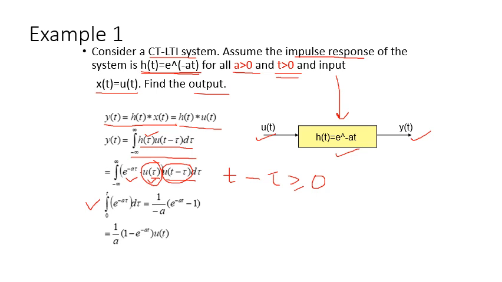So what remains is e raised to the power minus a tau d tau. Then we integrate this function. On integrating and putting the limits, we obtain the final result as 1 upon a into 1 minus e raised to the power minus a t, times u of t. So this is the way we can find the output for a given system when its input and impulse response are given to us in the time domain.